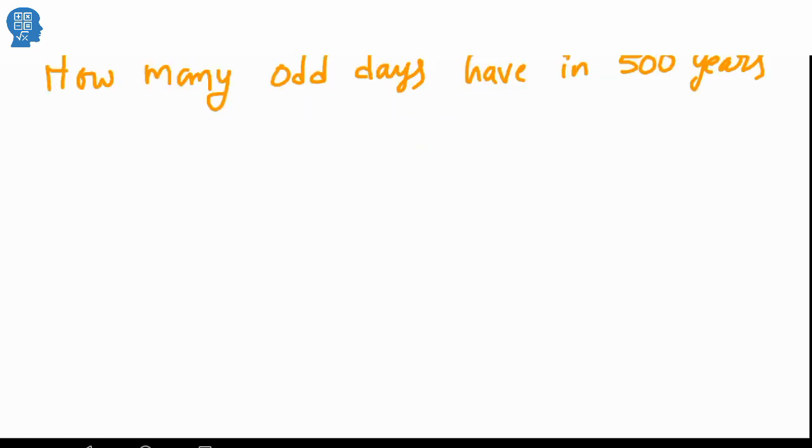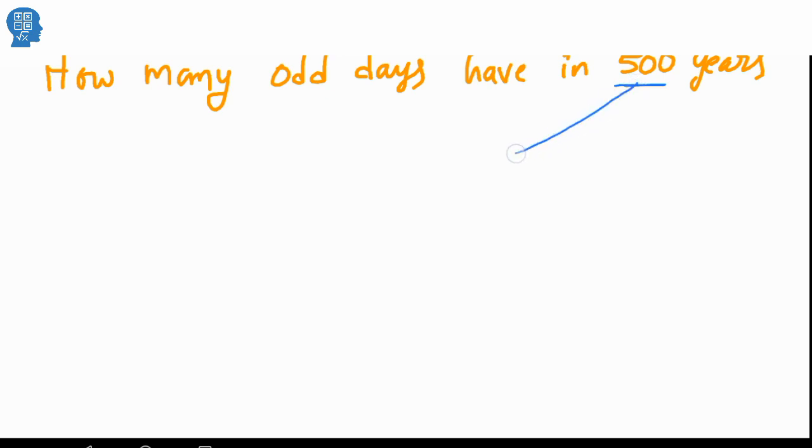The first problem: how many odd days do we have in 500 years? To answer this question, first you have to find out how many leap years and how many ordinary years we have in 500 years. As already discussed, a leap year has 2 odd days and an ordinary year has 1 odd day.